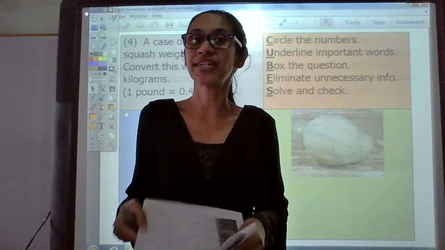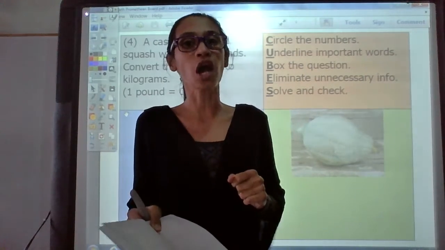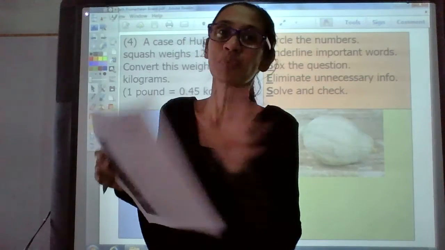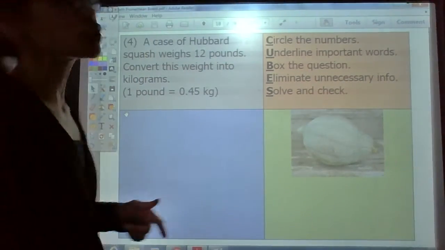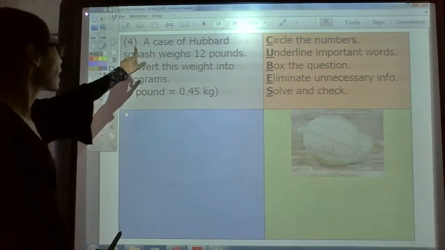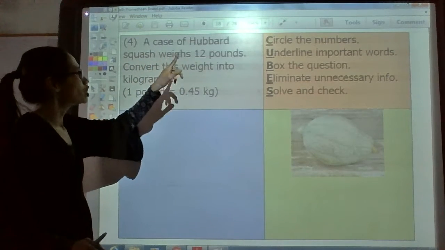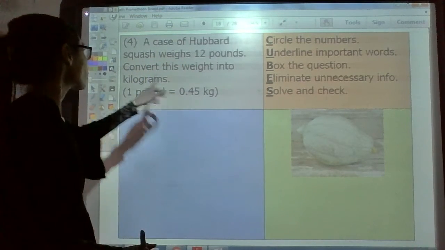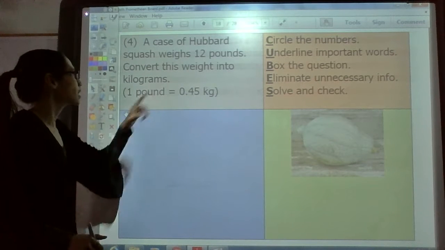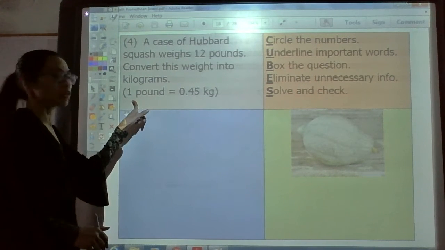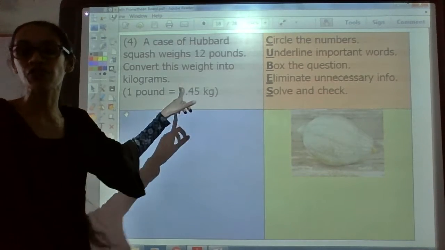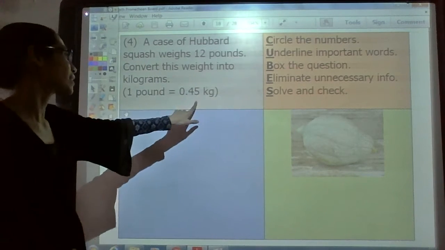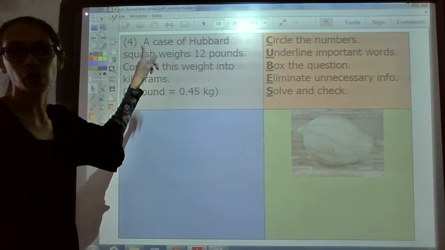We are working on day 3 of our fall harvest math squash. Make sure you have your sheet. This is part 4, question number 4. Let's begin. Go ahead and read the problem with me. It says a case of Hubbard squash weighs 12 pounds. Convert this weight into kilograms. We have a conversion factor right here. We know that 1 pound is equal to 4,500 kilograms, and that kg is the abbreviation for kilograms.